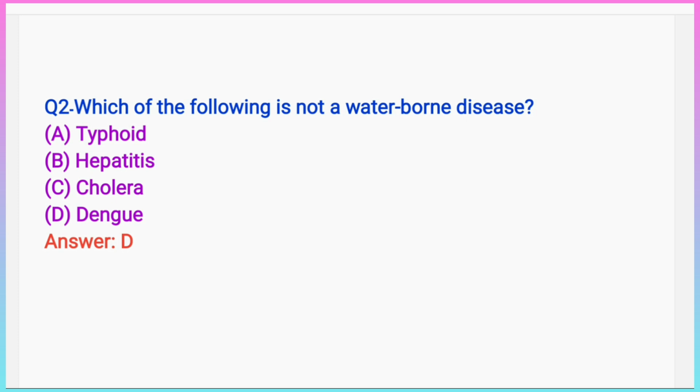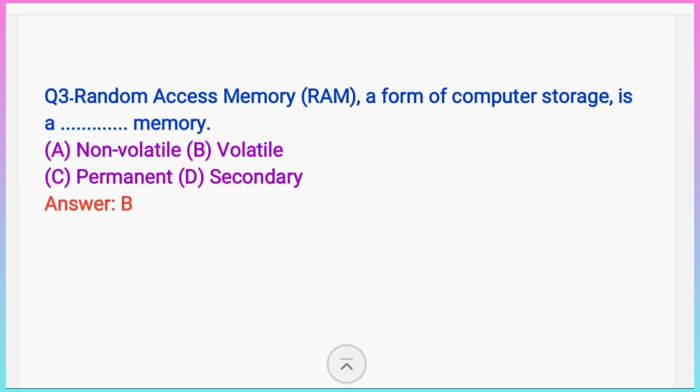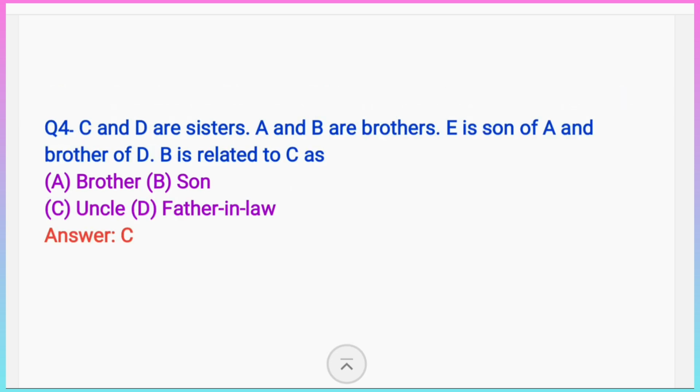Next question is, which of the following is not a waterborne disease? And the correct answer is dengue. Dengue is not a waterborne disease. It is a parasitic. Next question is, random access memory, RAM, a form of computer storage, is a --- memory. It is a volatile.